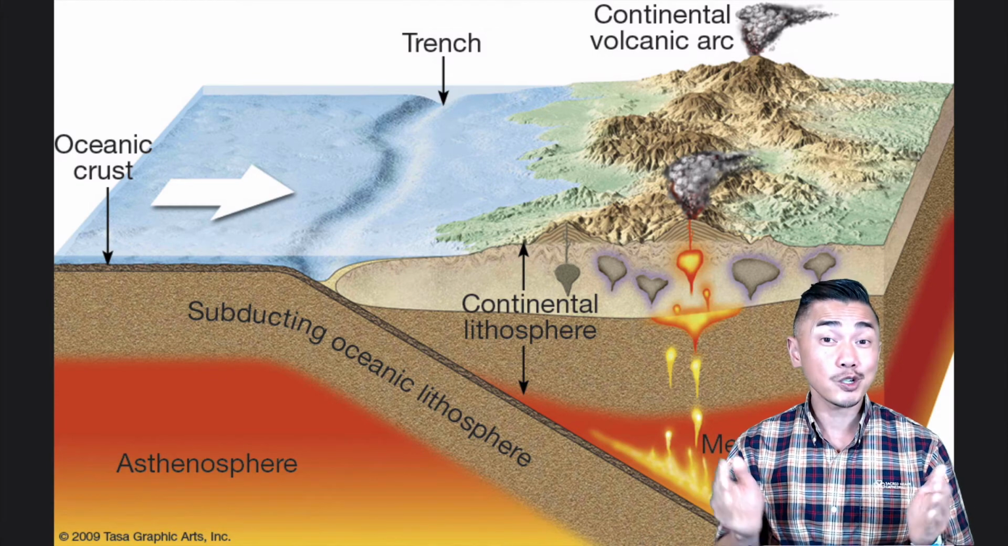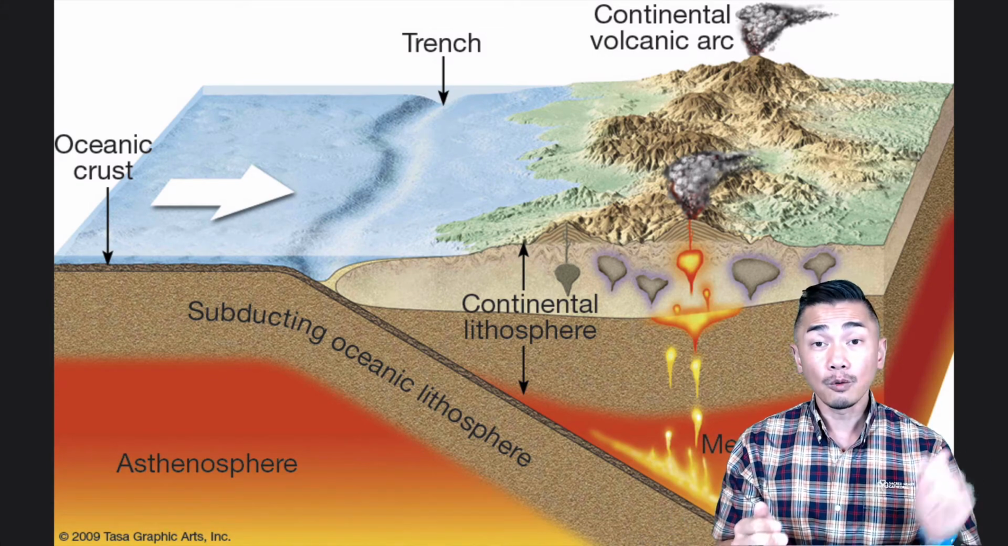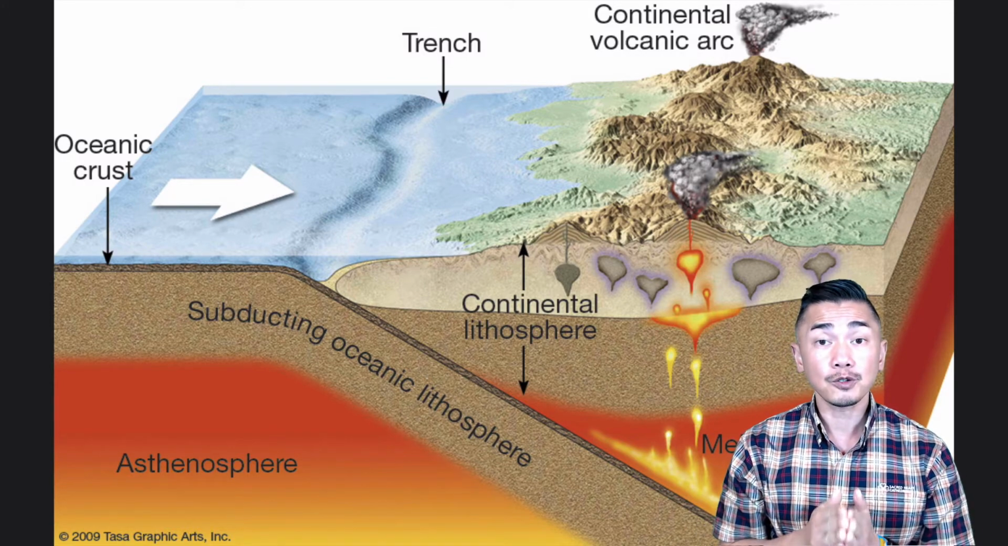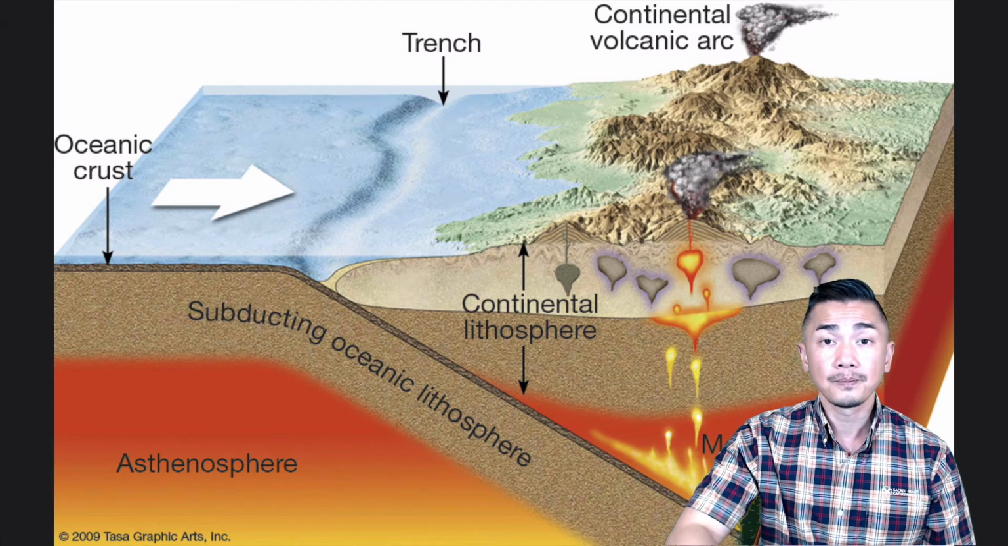This diagram shows how a convergent plate boundary can create volcanoes. One plate going underneath another causes melting. This creates magma, which then rises and forms a volcano.